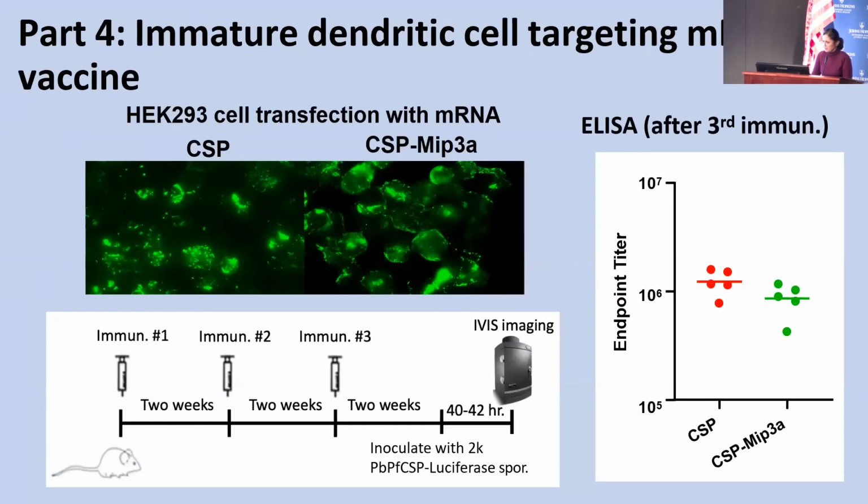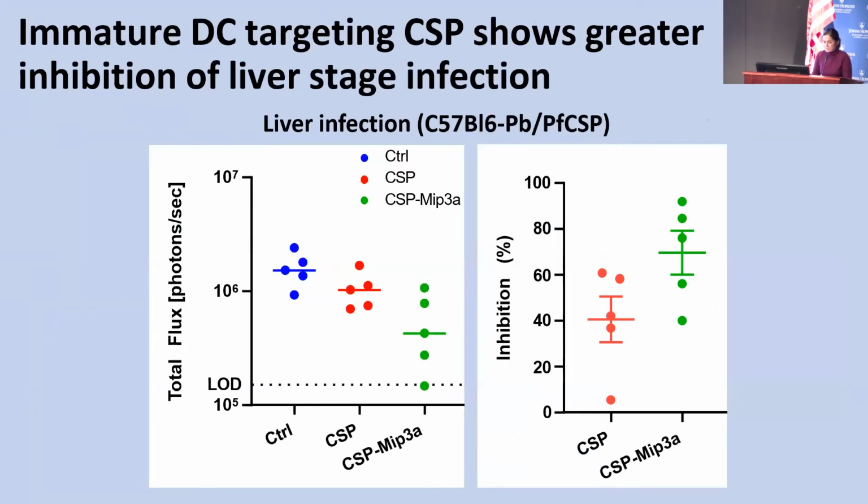in comparison to the CSP mRNA. Alongside this, we also performed a luciferase assay with P. berghei parasites expressing P. falciparum CSP provided by Dr. Zavala's lab, and quantified the rate of liver infection 40 to 42 hours post-sporozoite inoculation. So as seen here, the mice vaccinated with CSP MIP3 alpha show lower liver burden in comparison to the mice vaccinated with the CSP mRNA.